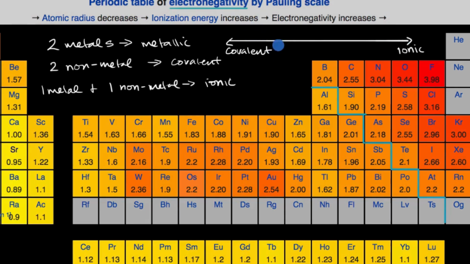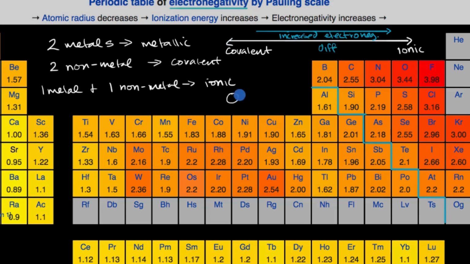So one way to think about it is, let me draw a little arrow here. So this is increased electronegativity difference as you go from left to right. And someplace in the middle, or as you go from left to right, you're becoming more and more polar covalent.